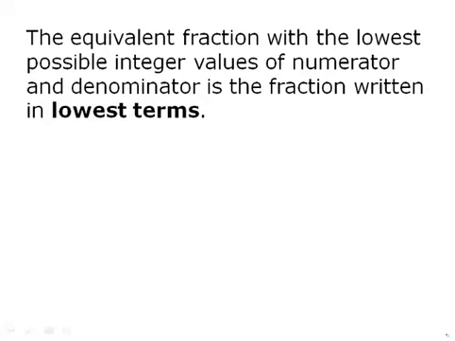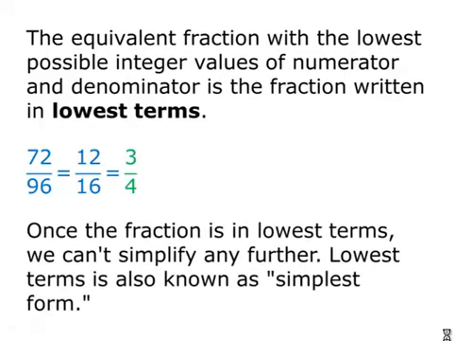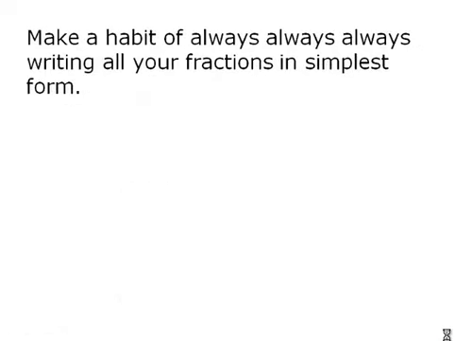The equivalent fraction with the lowest possible integer value of numerator and denominator is the fraction written in lowest terms. So for example, we start out with 72 over 96. Both of those are divisible by 6. We can divide down to 12 over 16. Both of those are divisible by 4. We can divide down to 3 over 4. We cannot divide any further. That fraction is in lowest terms. Once the fraction is in lowest terms, we cannot simplify any further. Lowest terms is also known as simplest form.